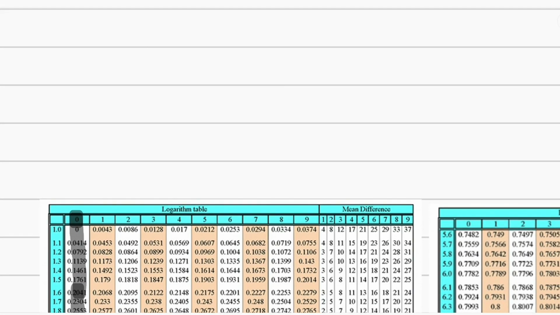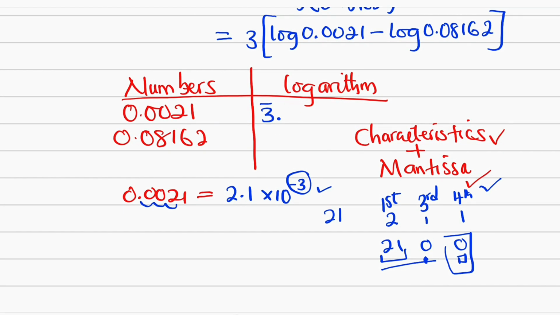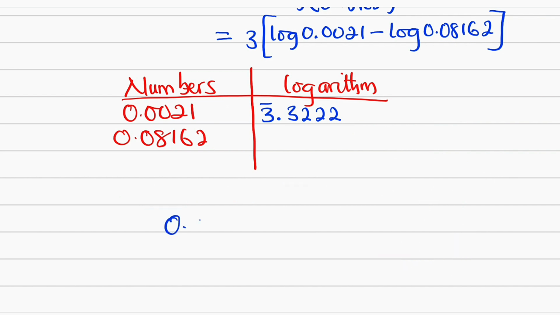So let me write it here. So we have 3222. And we are done for this number. Now let us move on to the second number. The second number is 0.08162.